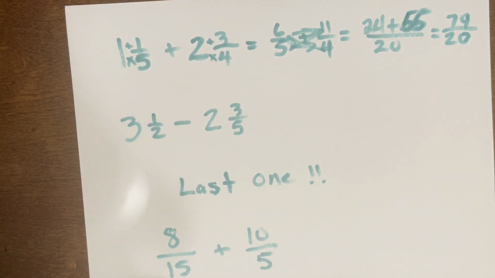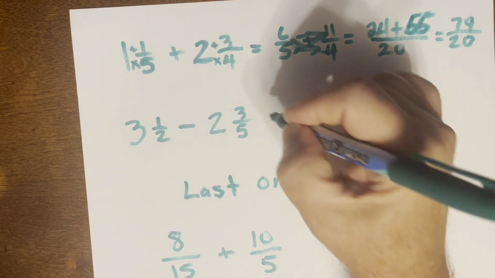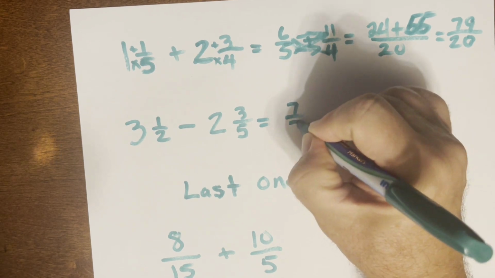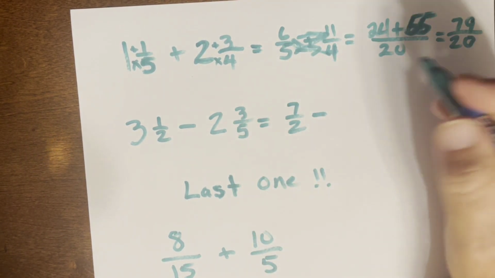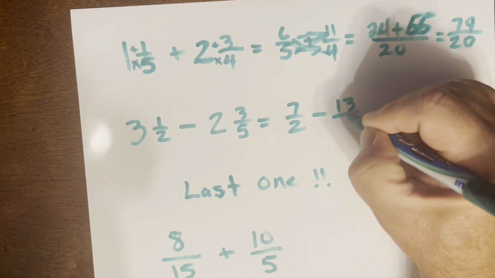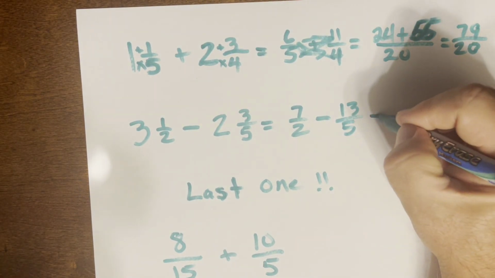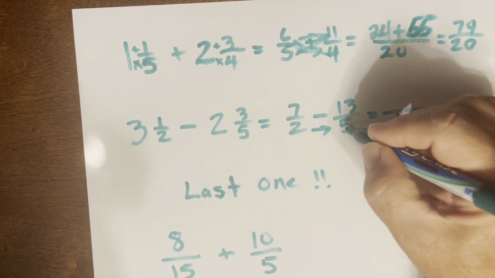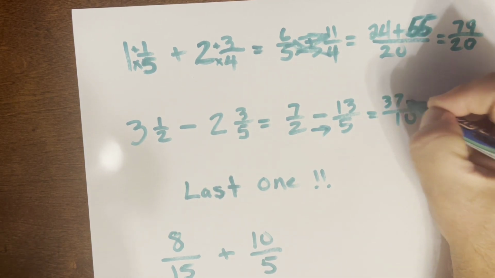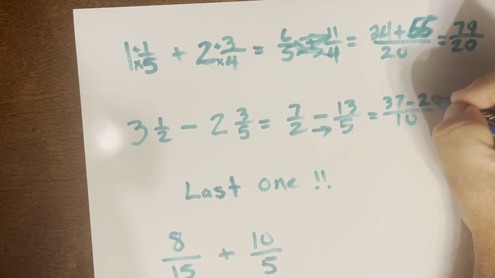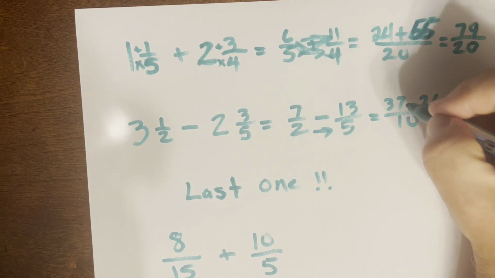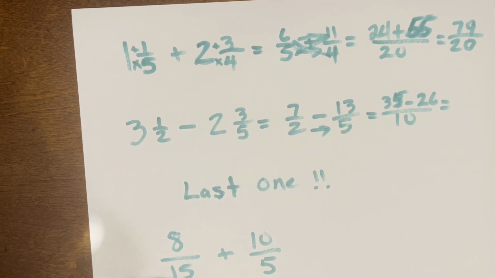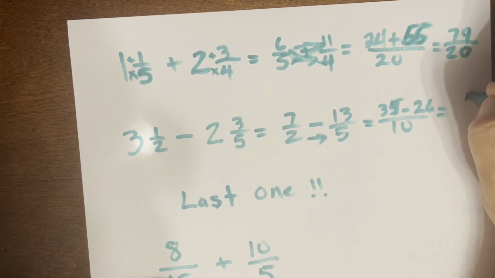Now, I can leave it as an improper fraction. So here we go. I'm going to multiply. 2 times 3 is 6 plus 1, so that's 7 halves minus 5 times 2 is 10 plus 3 is 13. Can I do the same trick? Can I do the bow tie method? Yes, I can. 2 times 5 is 10. 5 times 7 is 35 minus 2 times 13, which is 26. Oh, 35, not 37. Look at me messing up. I hope y'all got that. All right, now 35 minus 26 is 9 over 10.